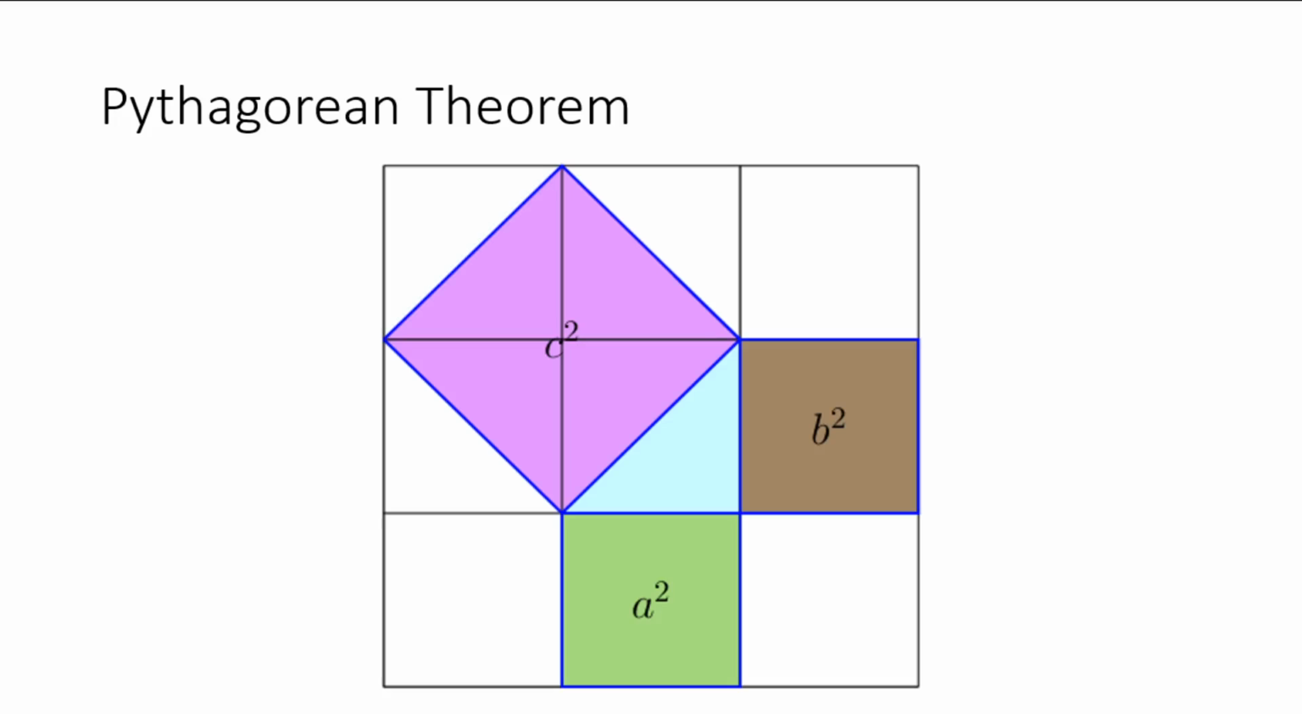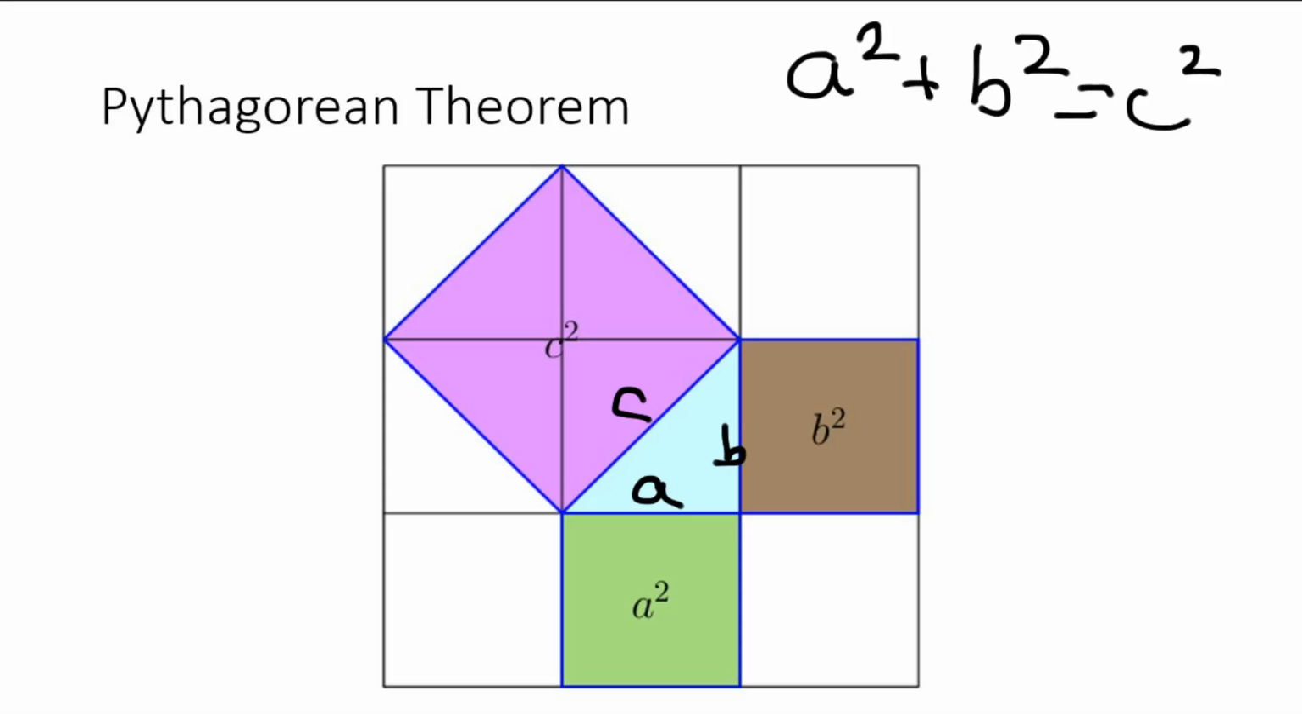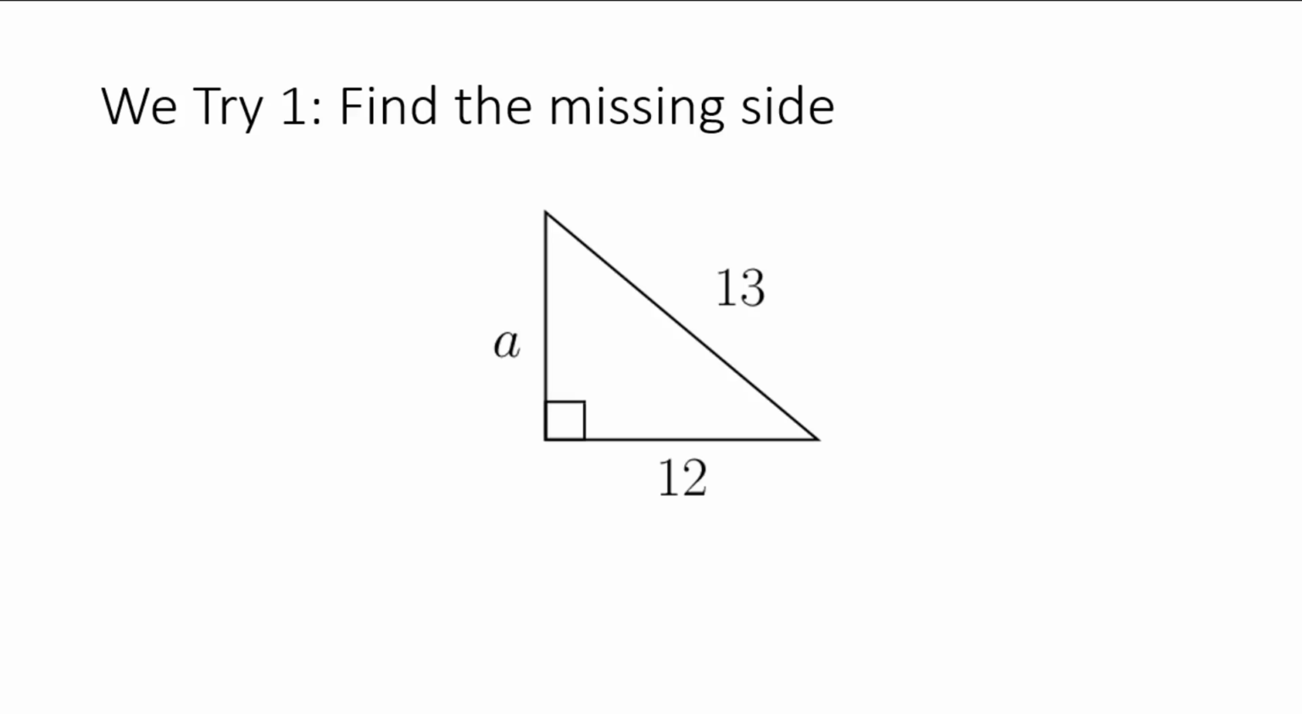We usually call the hypotenuse C and the legs A and B. So A squared plus B squared equals C squared. Let's use that to our advantage. A squared plus B squared is equal to C squared. We're going to use that to our advantage here.